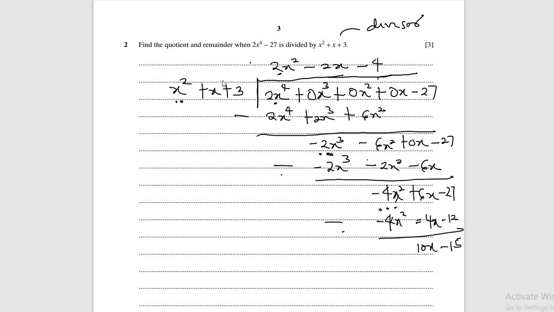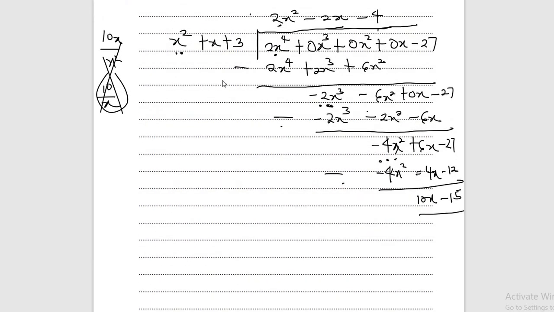We're going to stop here. Do you know why I'm going to stop here? Because 10x over x squared will give us 10 over x. It's not a whole number anymore. So we stop. So that's it. But you have to find the remainder. The remainder is your answer, the answer here at the bottom. So the remainder is what is here at the bottom, 10x minus 15.